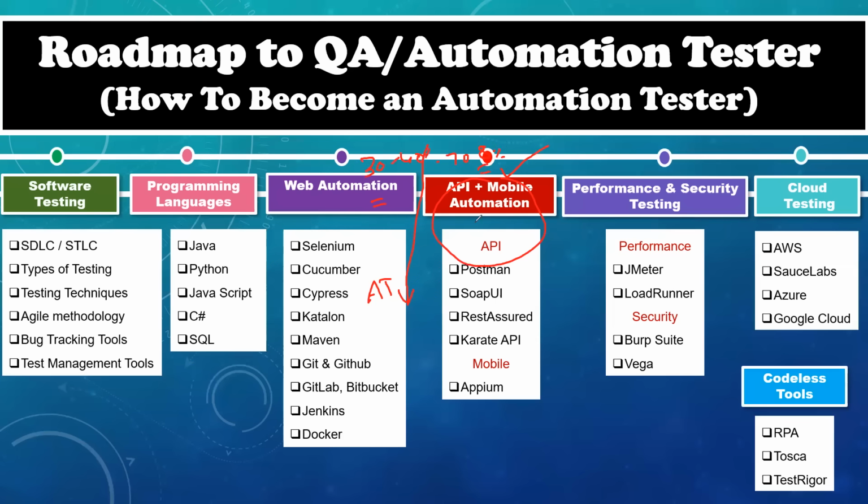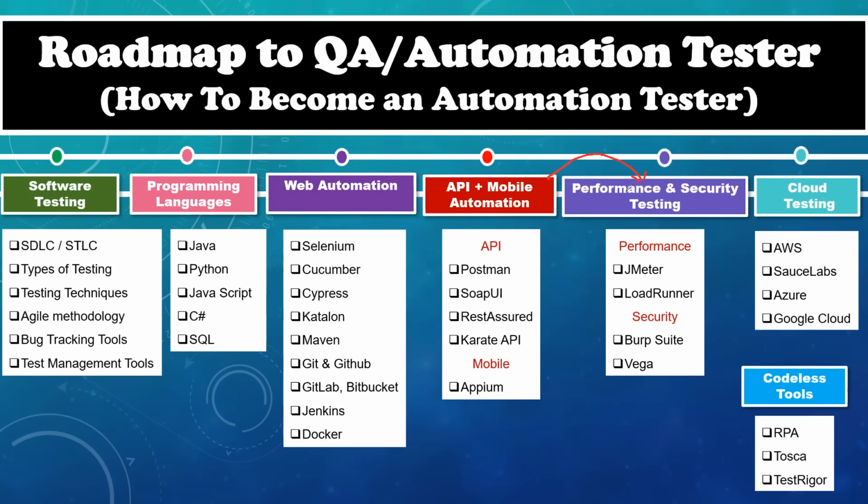So that's the reason companies are looking for people who have multiple skill sets, especially the combination of web automation and also API or mobile automation. The next one: still, if you want to enhance your skills, you can also focus on performance and security testing. When you do performance and security testing, there is usually a separate team, because a special kind of skill set is required to perform performance and security testing. Normally functional testers will not do performance and security testing.